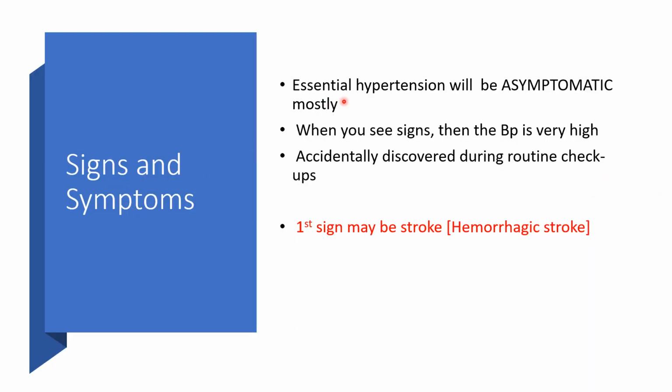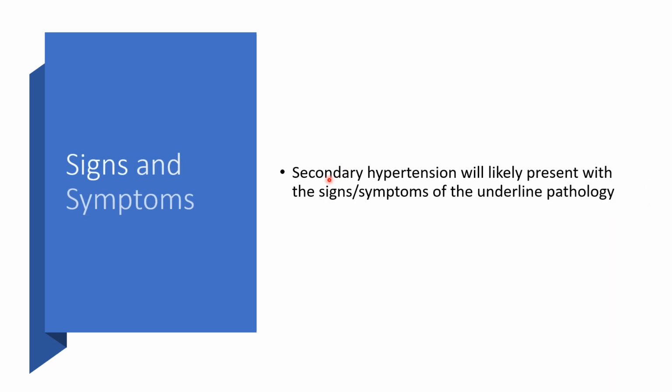Essential hypertension will be asymptomatic most of the time. When you see signs or symptoms, then the BP is pretty high. It is accidentally discovered during routine checkups. The first sign in many people might be stroke. And when it is hemorrhagic stroke, it might be the end of life. Secondary hypertension will likely present with the signs and symptoms of the underlying pathology. I think you got that, okay?